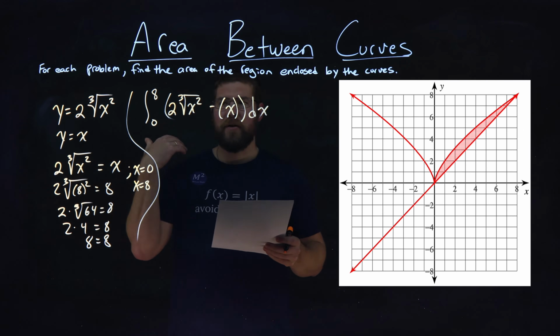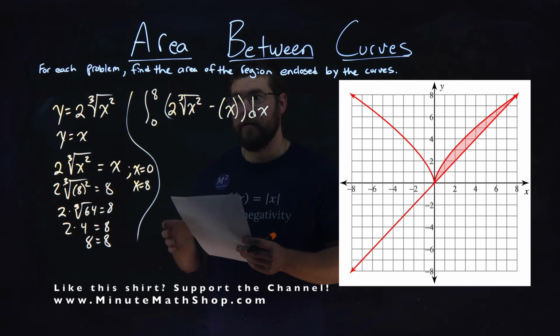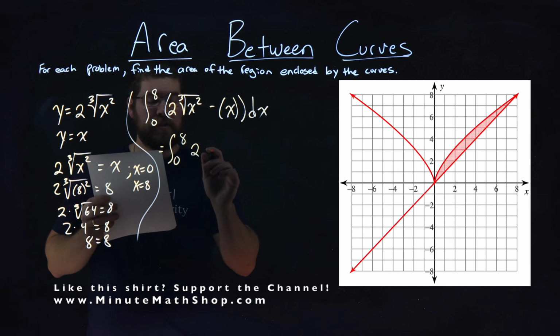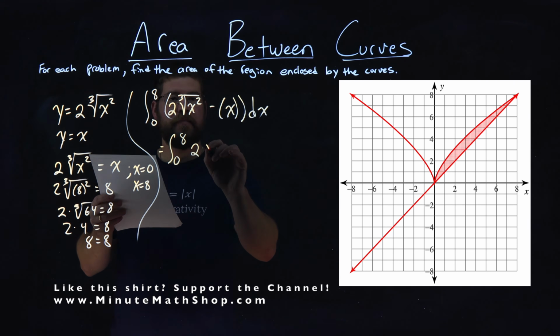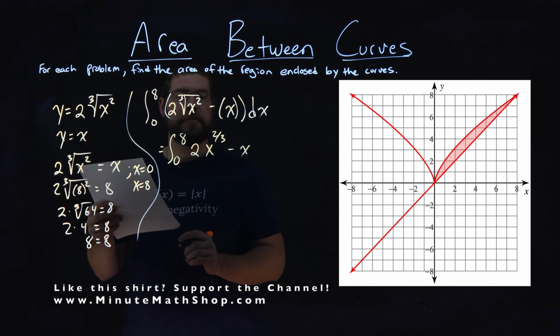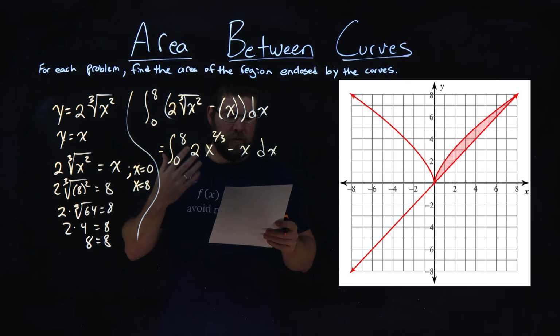Now, if you're like me, I don't like dealing with integrals with third roots and squares. I like to fraction the exponent. So I'm going to rewrite this as the integral from 0 to 8 of 2 times x to the 2/3 power minus x dx, like this. A little easier for me to solve.